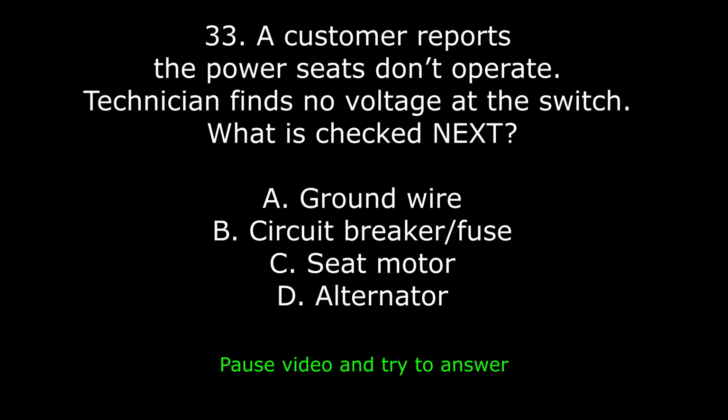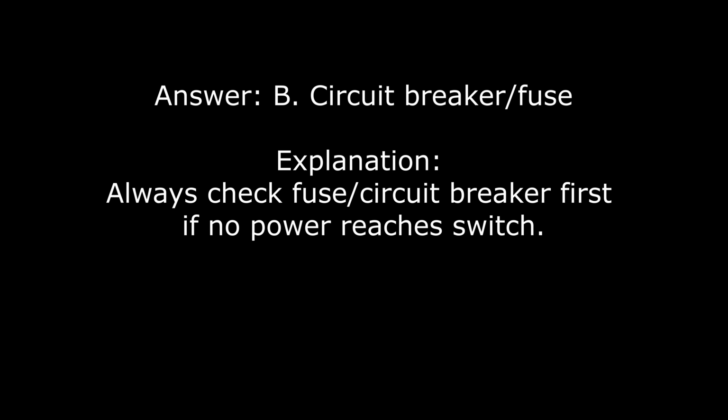33. A customer reports the power seats don't operate. Technician finds no voltage at the switch. What is checked next? A. Ground wire, B. Circuit breaker, fuse, C. Seat motor, D. Alternator. Answer: B. Circuit breaker, fuse. Explanation: always check fuse or circuit breaker first if no power reaches switch.